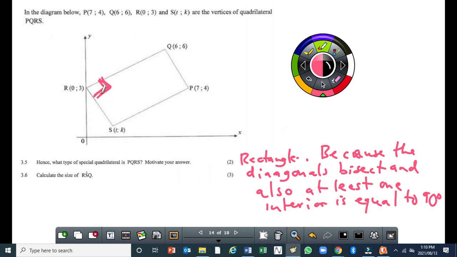So it can be a square, but for it to be a square, you might have to prove that the four sides are equal. So the best answer would be a rectangle, right? But it can be a square, but to say it's a square, you have to say why you're saying it's a square. So I'll put a rectangle. If you say it's a square, then calculate the length.